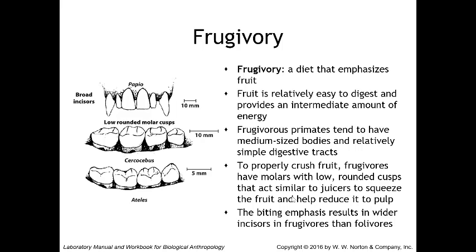So biting is more important to a frugivore than it is to a folivore. A folivore can fold and wad the leaves into the mouth, but a frugivore often has to take bites of fruit before it can be chewed and digested. So that biting, like I said, results in wider incisors in frugivores than in our folivores. Here we have the incisors. They're usually wider on a frugivore than we see in a folivore.